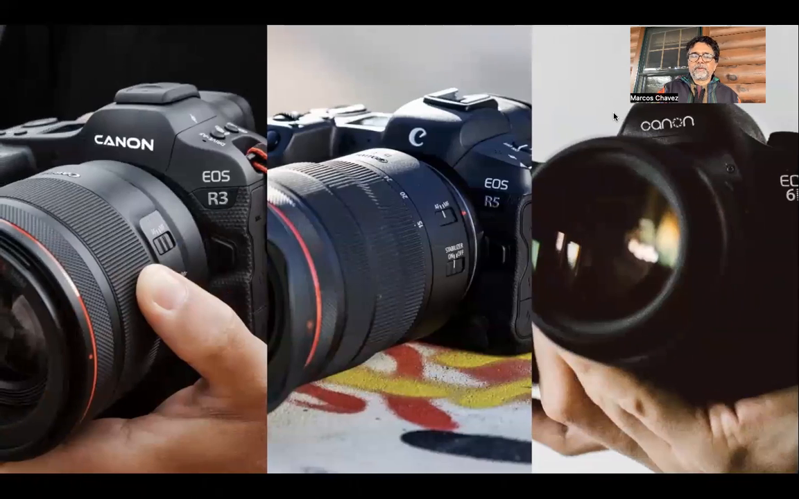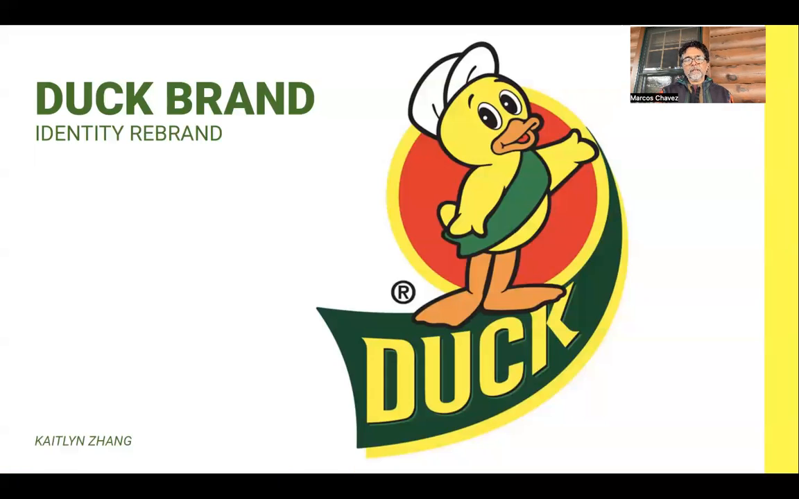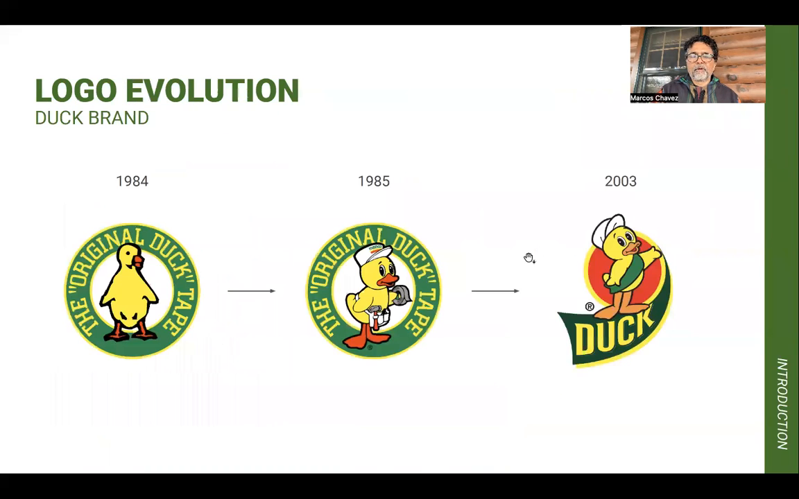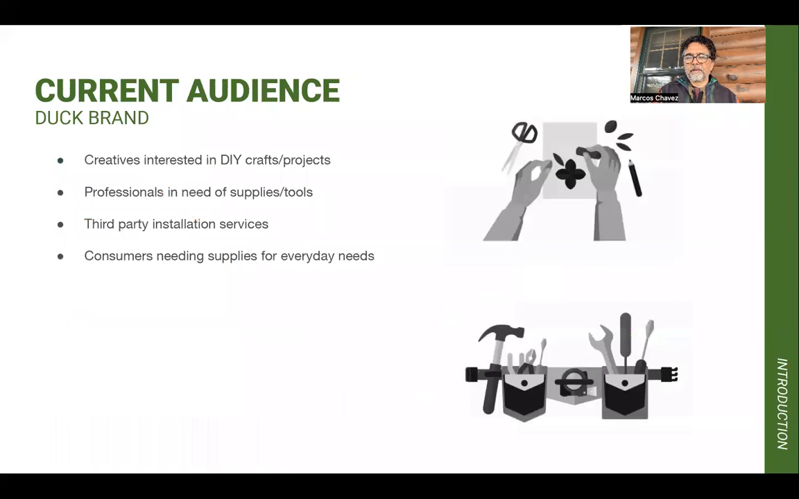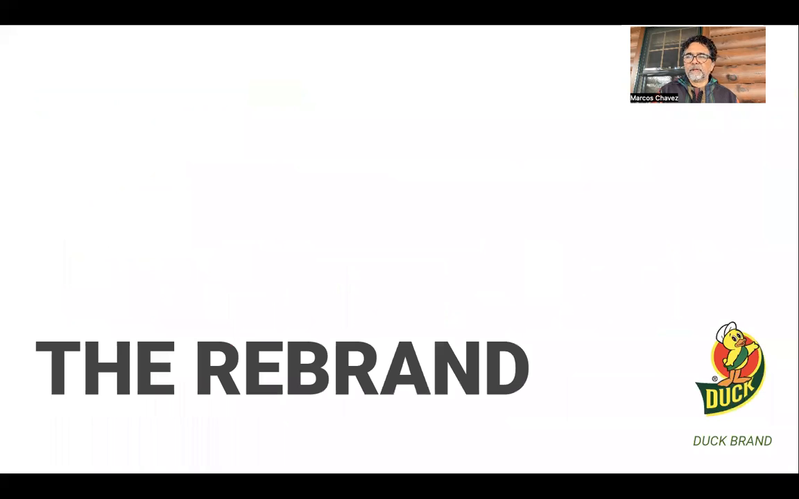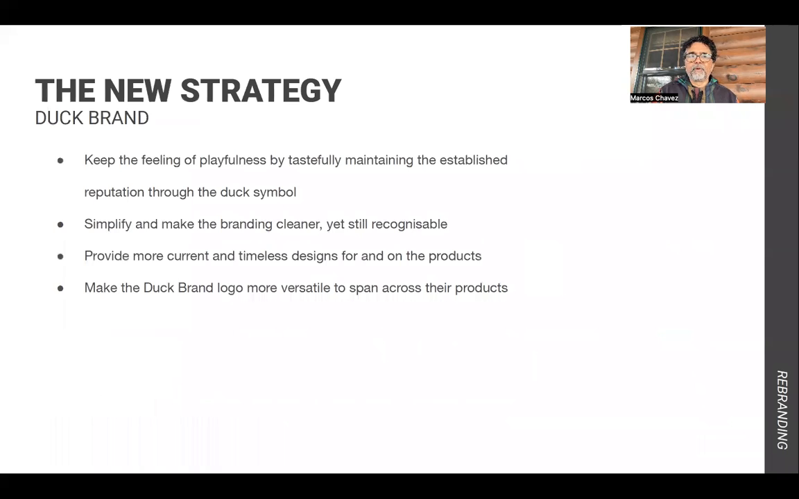And then we go to another example, which is an example of doing three options and then picking a winner and then extending just one option into a broader world of touch points. So quickly, I'll go through this. We have the history, logo evolution, competitors, the audience, their current strategy, and then we turned it into the rebrand effort with the new strategy.